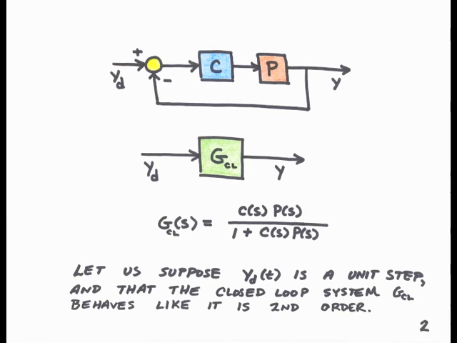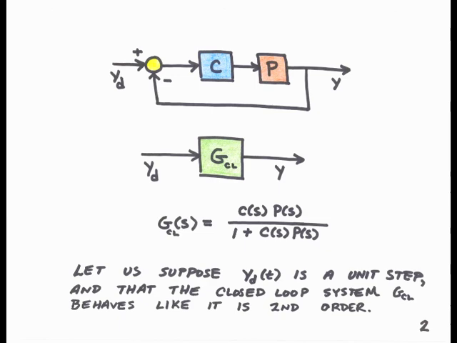To determine how well Y follows Y sub D, we need to find the closed loop transfer function. And the closed loop transfer function for this system will be C of S times P of S divided by 1 plus C of S times P of S. And we'll denote the closed loop transfer function as G sub CL.